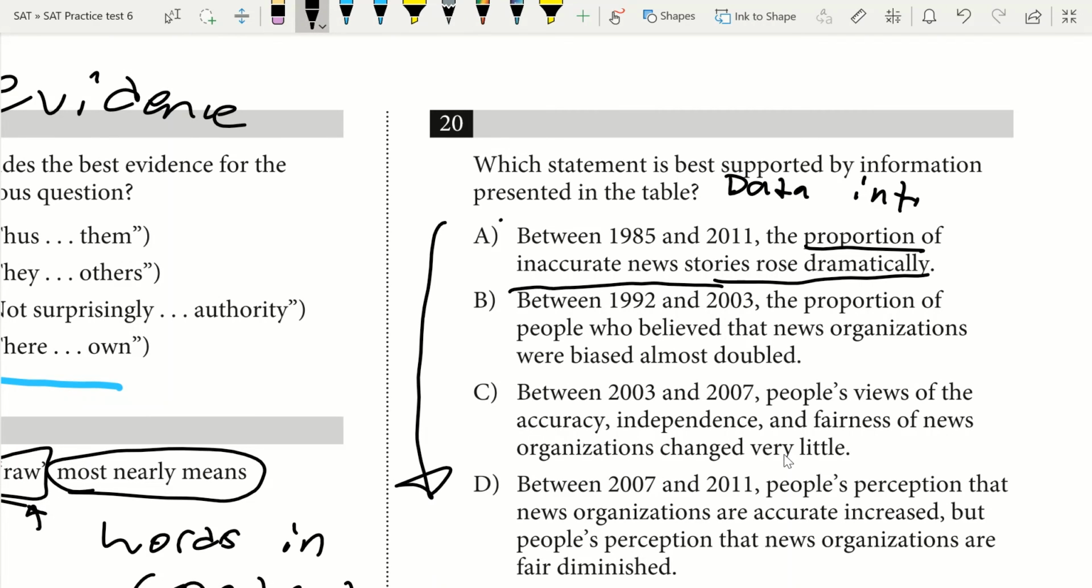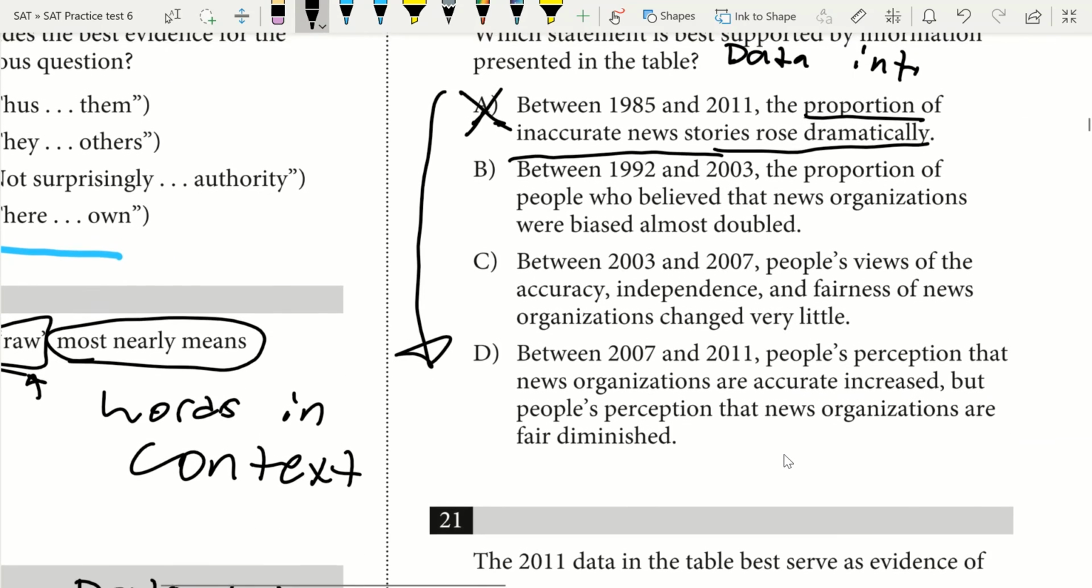We can say that people think that they did, but we can't say that they actually did because that's people's perspectives, and perspectives can be influenced by a wide range of things, and perspectives change over time. So we can't say for sure for 20 that the actual proportion of inaccurate news stories rose. We can say the perception of inaccurate news stories rose, but we can't say the actual proportion did.